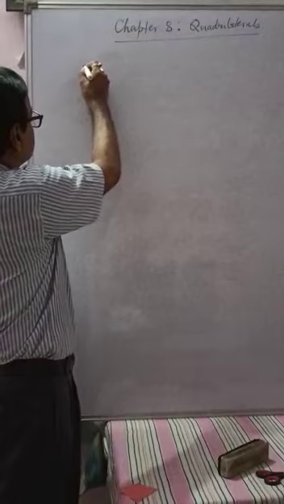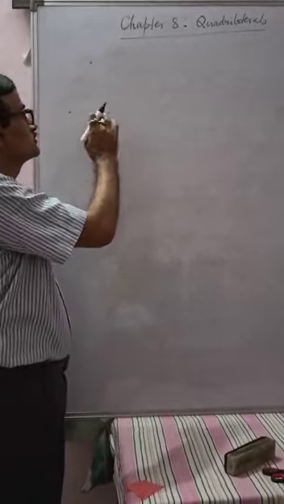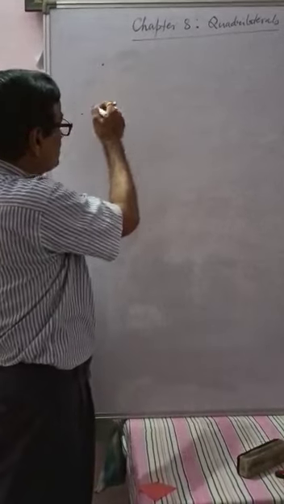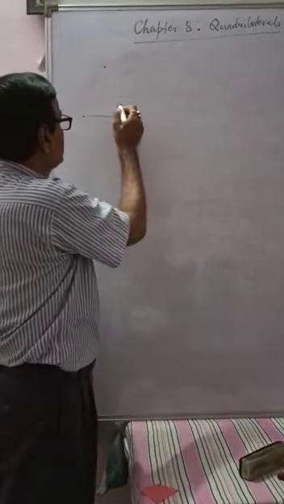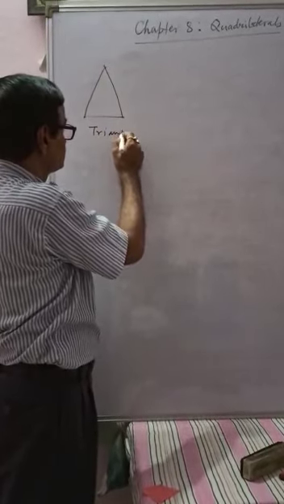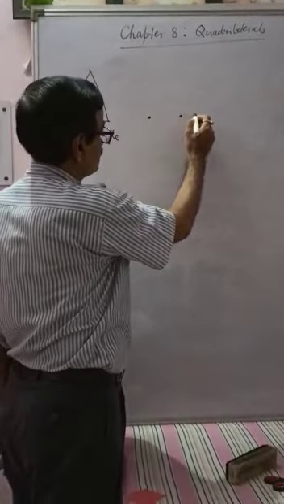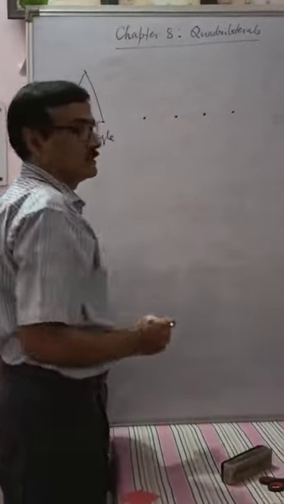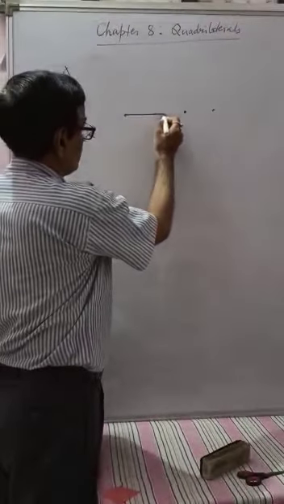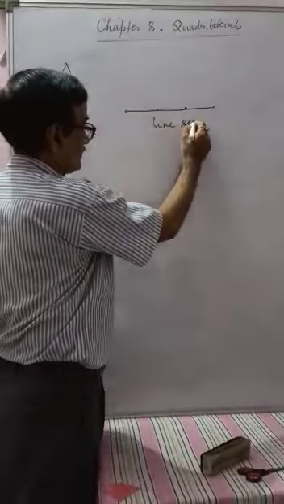If you take three non-collinear points on a plane and join them in pairs, then we will get a figure known as a triangle. Now, if you mark 4 collinear points on a plane, and join them in pairs in a particular order, then we will get a line segment.